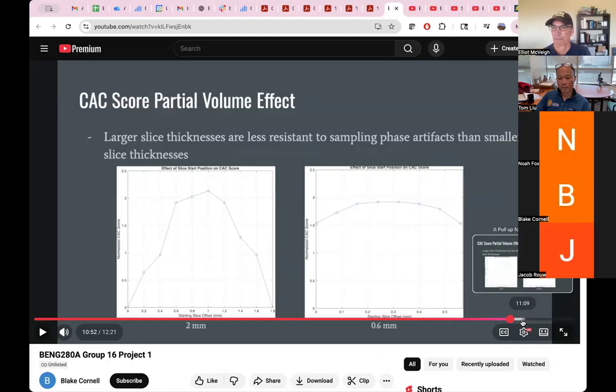Right. And we see on this screen that at thicker slice thicknesses, the importance of where the calcium is with respect to the slices is more important for these thicker slices than for the thinner slices. The thing is, it all depends on the size of the thing to the size of your sampling grid, right? Yep. Yeah, yeah. So, okay.